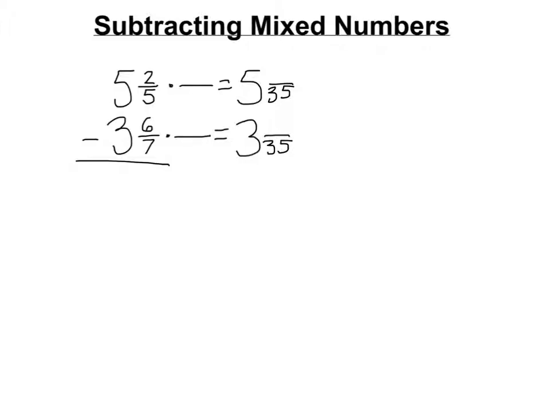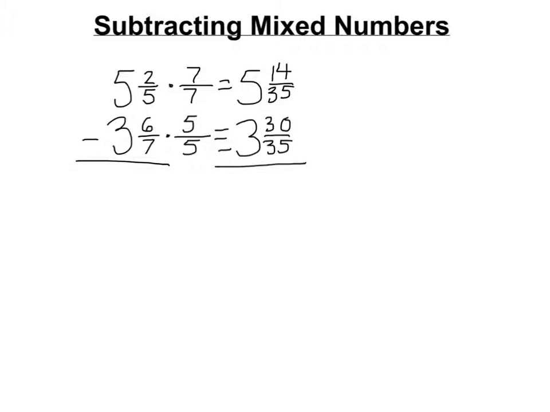So up top here, 5 times 7 is 35, so this will be 7/7. Let's finish the multiplication. So 2 times 7 is 14. And down here, 7 times 5 is 35, so this will be 5/5. Finish the multiplication. 6 times 5 is 30. And now we're ready to subtract.